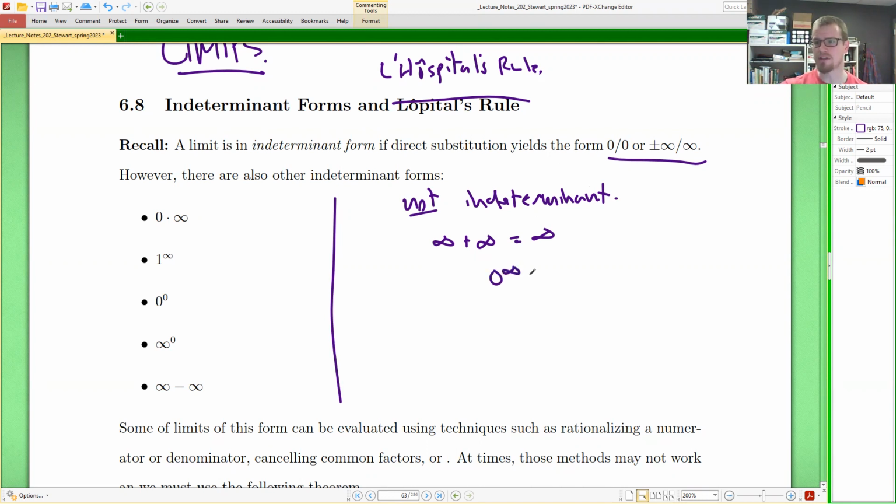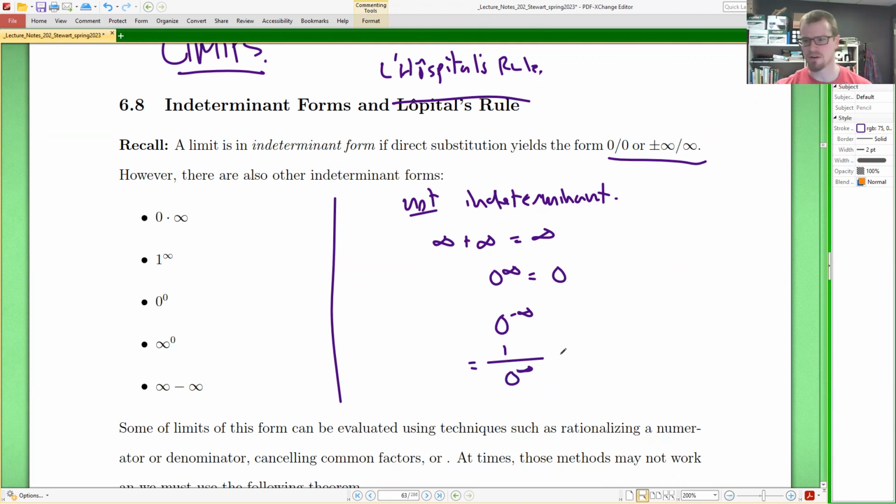0 to the infinity, that's not an issue. That would, in fact, be 0. So infinity to the 0 is a problem. 0 to the infinity is not. And let's see here. Oh yeah. 0 to the negative infinity, which seems a little bit weird, right? Then you're looking at 1 over 0 to the positive infinity.